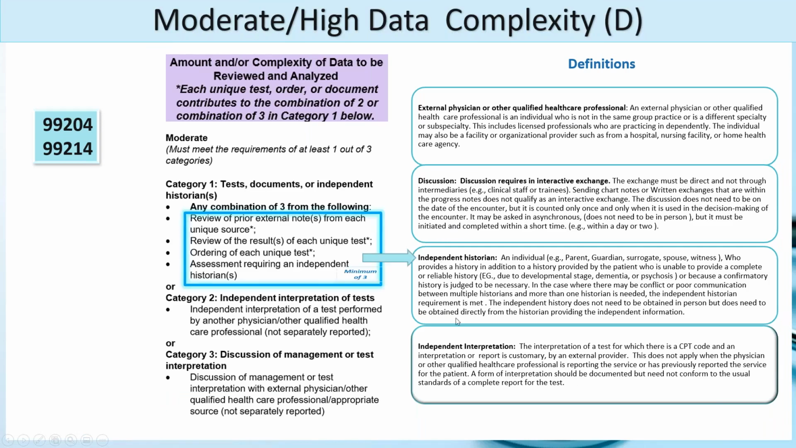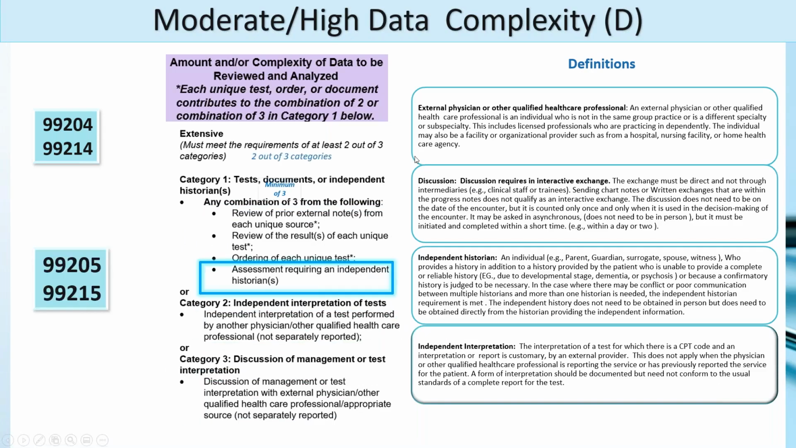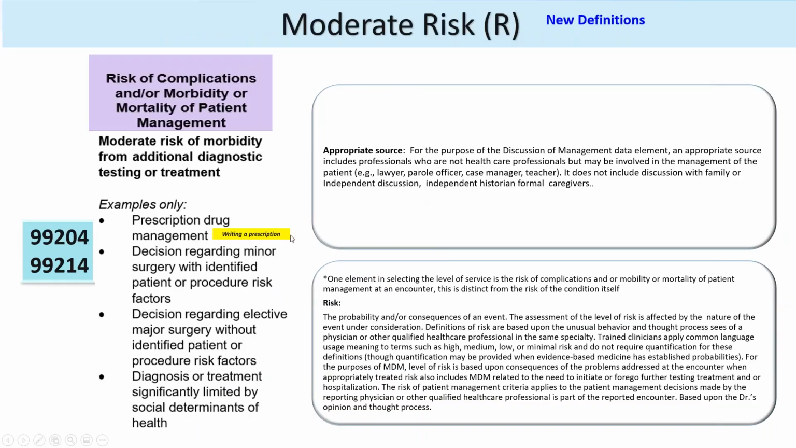Independent historian. What is that? Independent interpretation. Here is the definition. External physician or other qualified healthcare professional. What is that? Discussion. What is that? Independent historian defined again. Independent interpretation. And your risk. What is an appropriate source? And what is a risk?